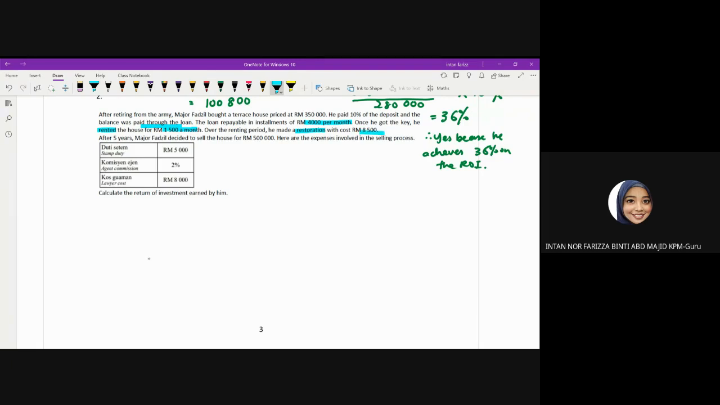After 5 years, he decided to sell the house for 500,000. Here are the expenses involved in the selling process: stamp duty, agent commission that needs to be paid to the agent, and lawyer costs or legal costs, which is 8,000. First, let's count the amount of agent commission. The agent commission is 2%, the percentage multiplied by the selling price of the house.